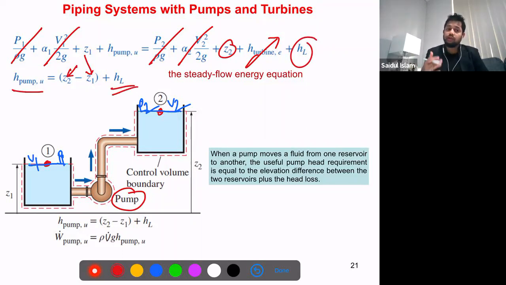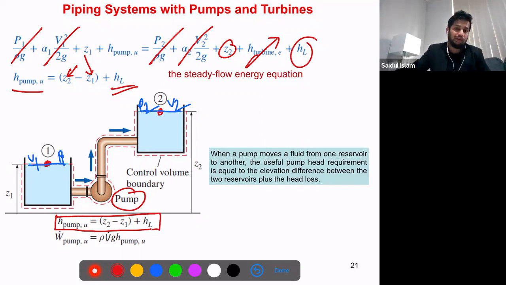So the pump head becomes Z2 minus Z1 plus the head loss. It is all about the elevation. The pump head, we know already, means the height. And this is the formula you need to use when you calculate the pump head. We'll give you a question in the exam where you need to calculate the pump head and the pumping power. The pumping power means density, gravity, volume flow rate, and the pump head.